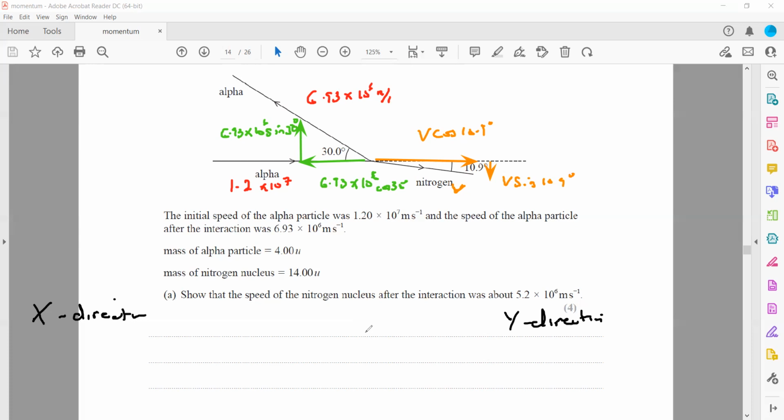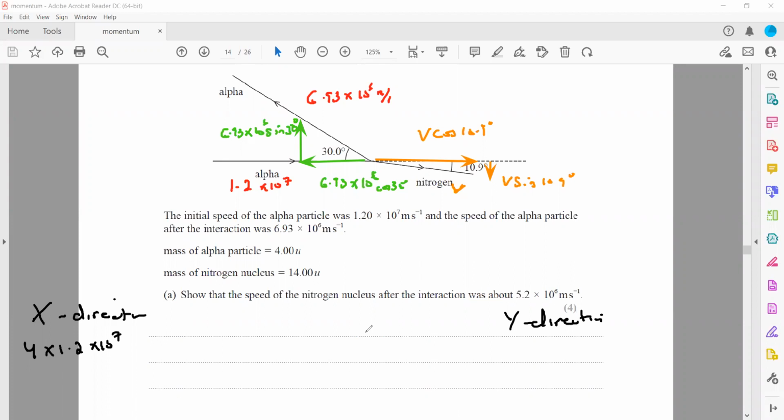So in the X direction, because this alpha particle is moving, the momentum is 4u, because the units will cancel out, so we are not converting into kilograms. So that is 4 atomic mass units into the speed at which the alpha particle is moving towards the stationary nitrogen, that is 1.2 into 10 to the power 7.